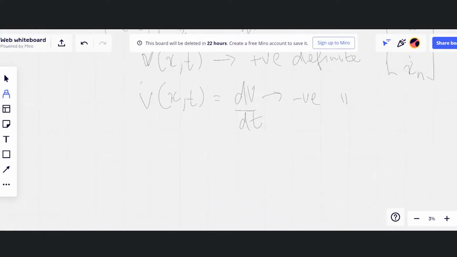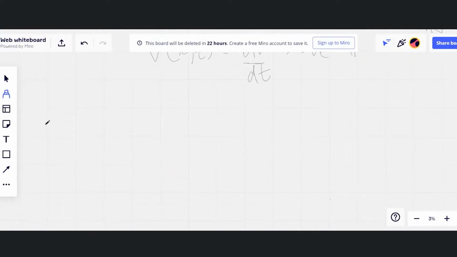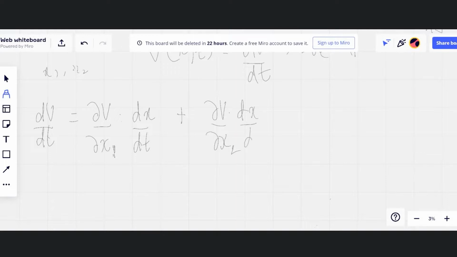Now, in the variable gradient method, what we do is we have dv by dt. When we're taking the derivative of v with respect to time, since v is defined in terms of x1, x2, etc., we can take the partial derivatives of v. So first you take the partial derivative of v with respect to x1 into dx1 by dt. Then you take the derivative of v with respect to x2 into dx2 by dt. Like that, we keep on going until we find the partial derivative of v for all state space variables up till xn. So this is how we can get the derivative of v with respect to time.